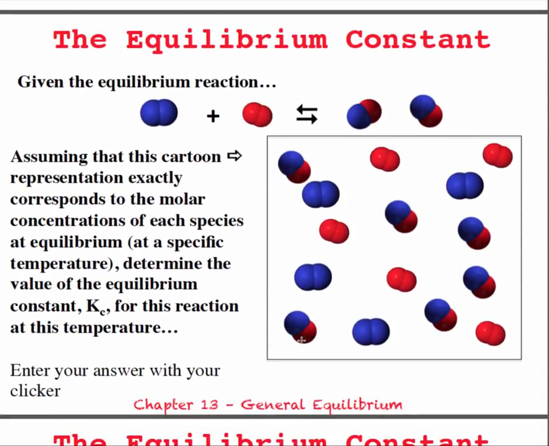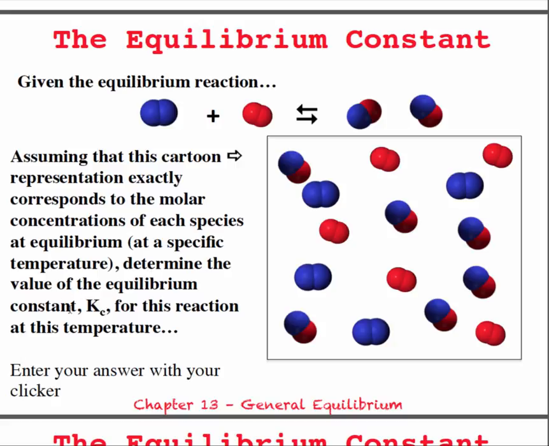So cartoons, yay cartoons. I have an N2 molecule and an O2 molecule in equilibrium with 2 NO molecules. Looks like that's a balanced equation. Assume the cartoon is a representation of the molar concentrations. I can't see these particles, but if 1, 2, 3, 4, 5 relative units, maybe 5 moles of O2, and 1, 2, 3, 4, 5, 6 of NO, and 1, 2, 3, 4 relative units, perhaps 4 moles of concentration.